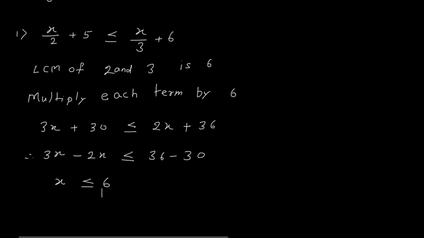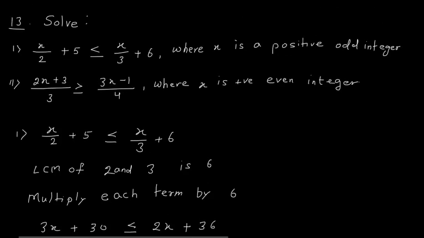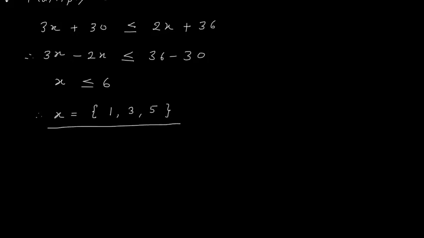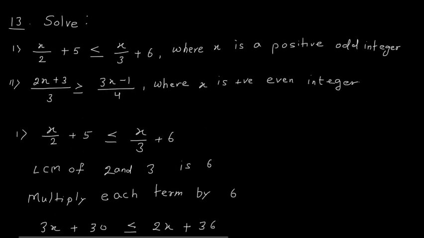So x is less than or equal to 6, and in the problem x is a positive odd integer. Therefore x is equal to, starting with 1, I will say 1, 3 and 5. X is 1, 3, 5. Okay, done. This is our 13th problem, part 1.